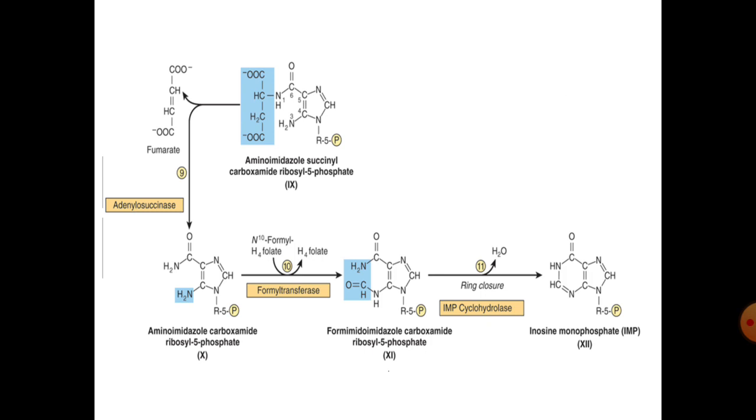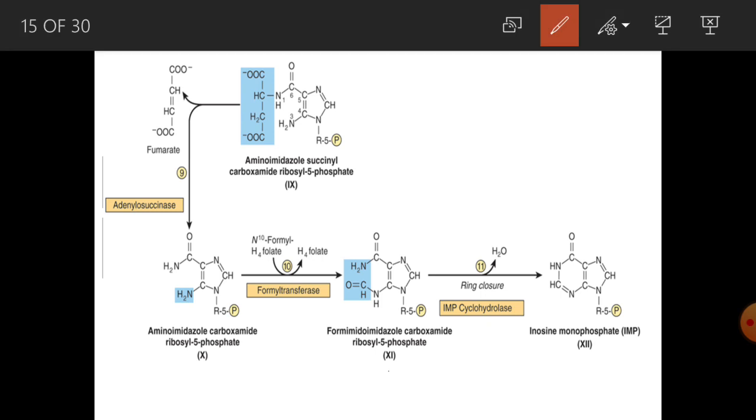From SICAR, this fumarate is removed in presence of adenylosuccinase, and what we obtain is aminoimidazole carboxamide ribosyl 5-phosphate.